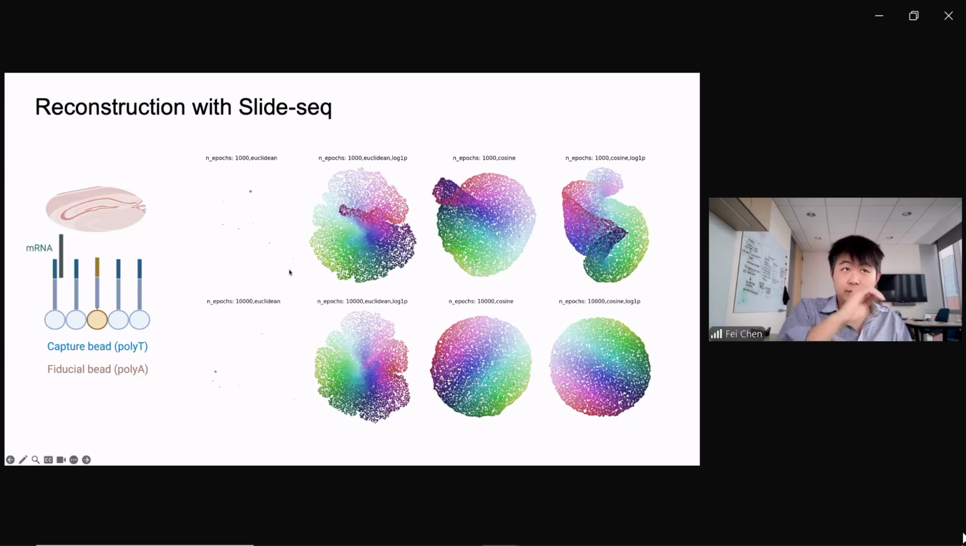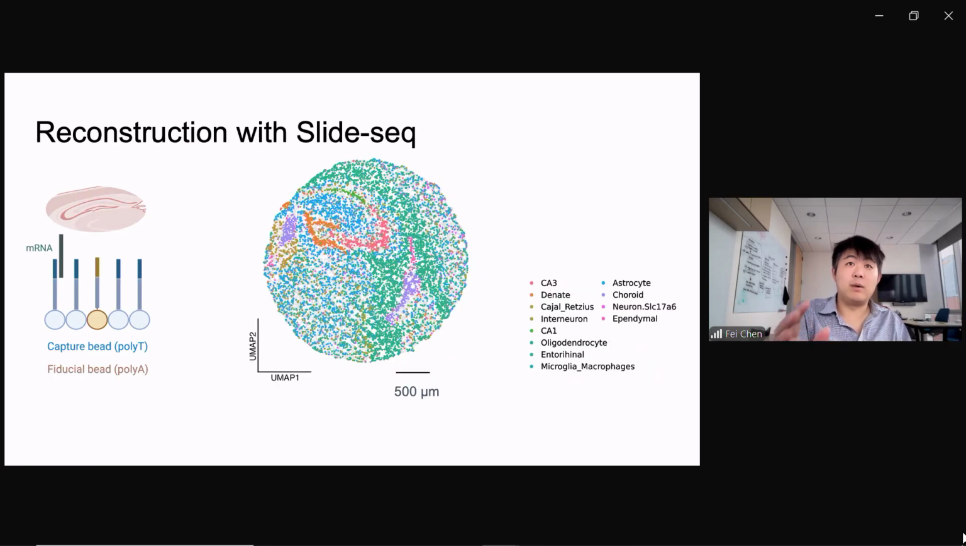And so we ran this on Slide-seq. We explored many UMAP parameters, and we colored this array, this rainbow, based on the locations of the beads. It should reconstruct to a rainbow if it reconstructed properly. But we also have the ground truth locations. Here is Slide-seq data performed on this reconstructed array on mouse hippocampus.